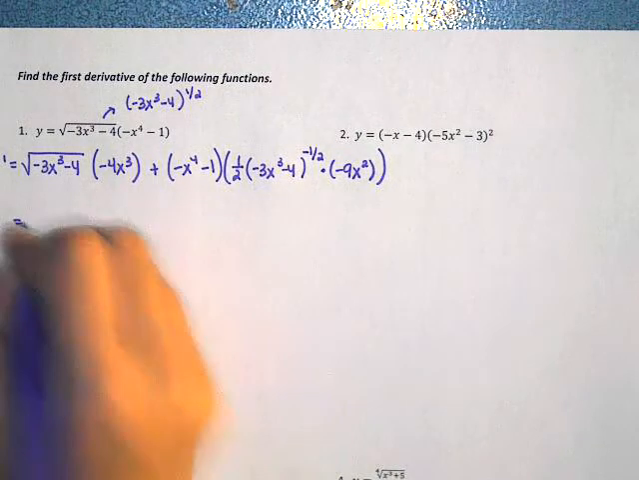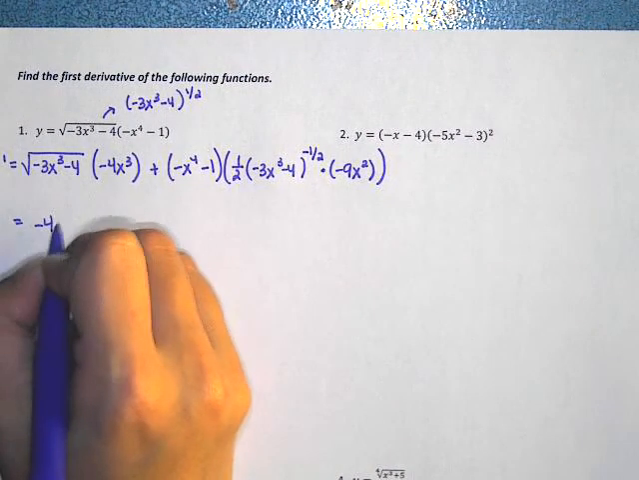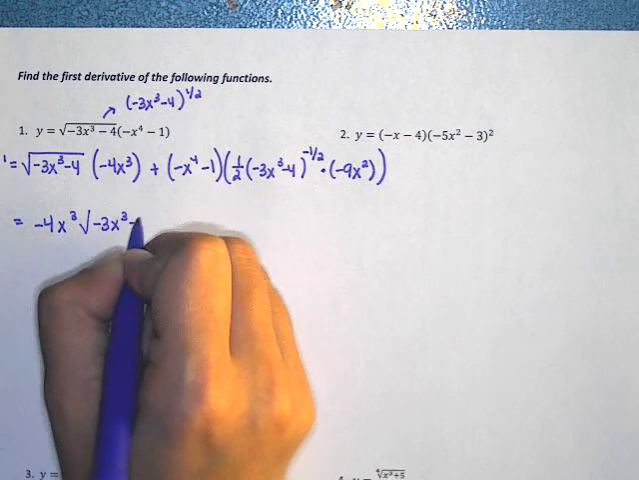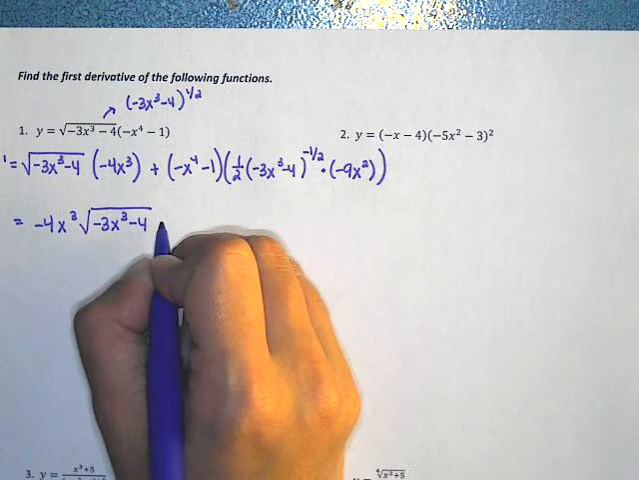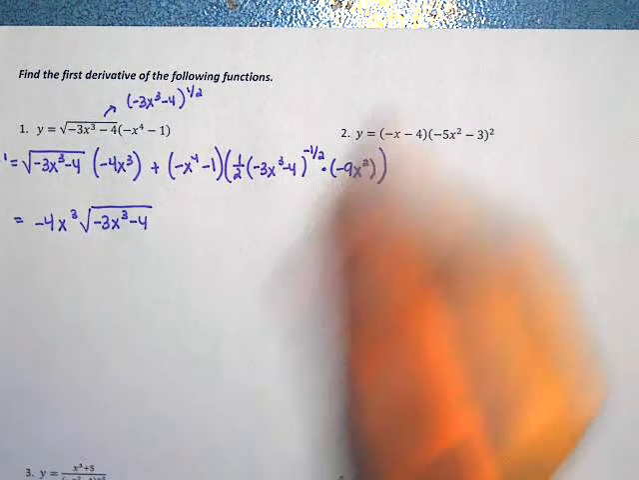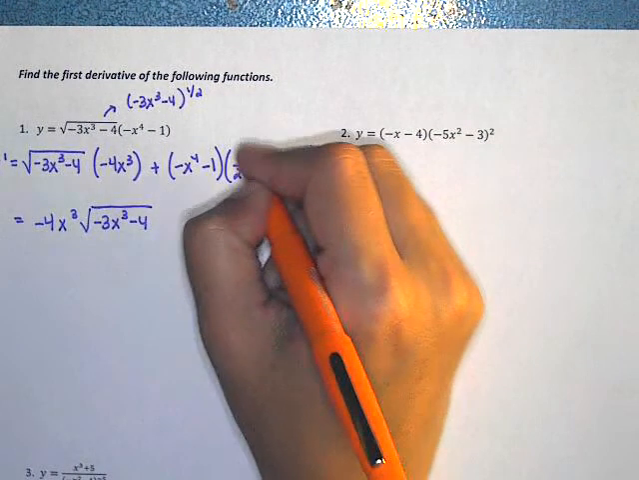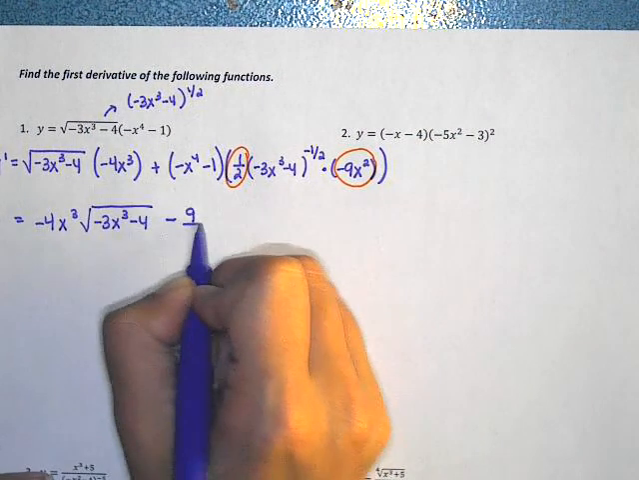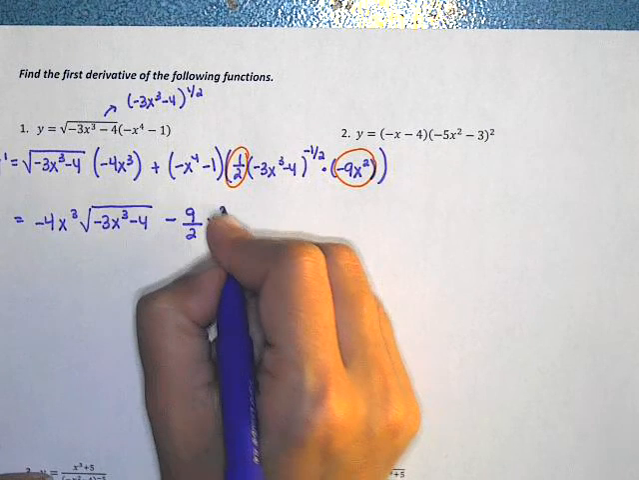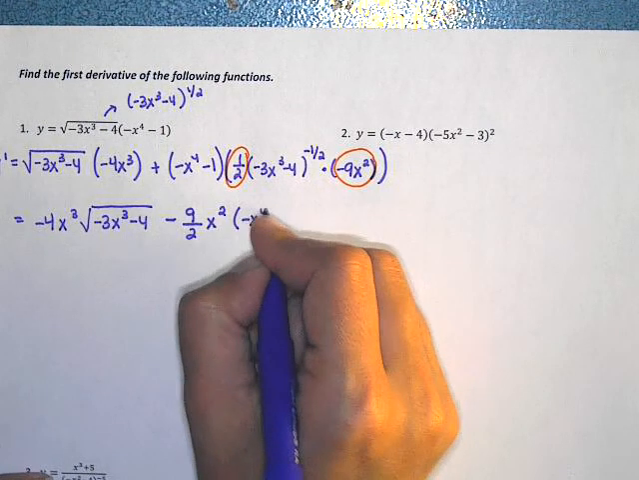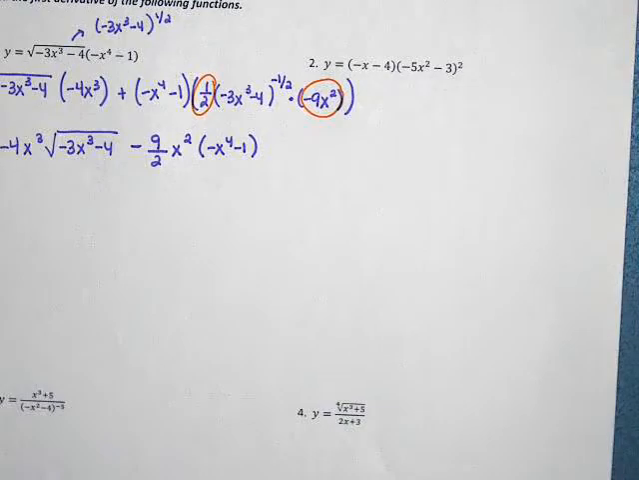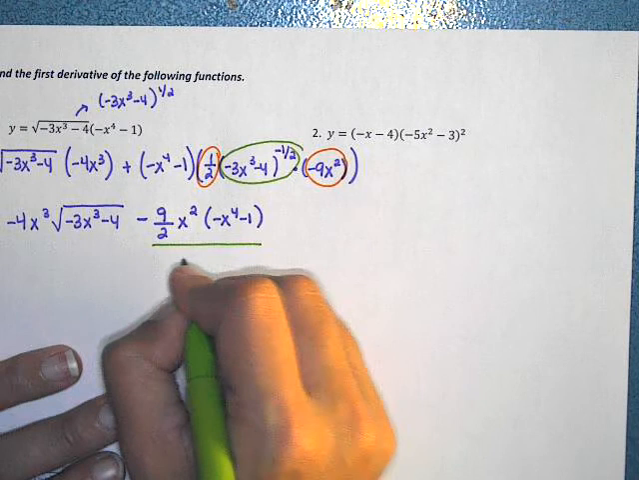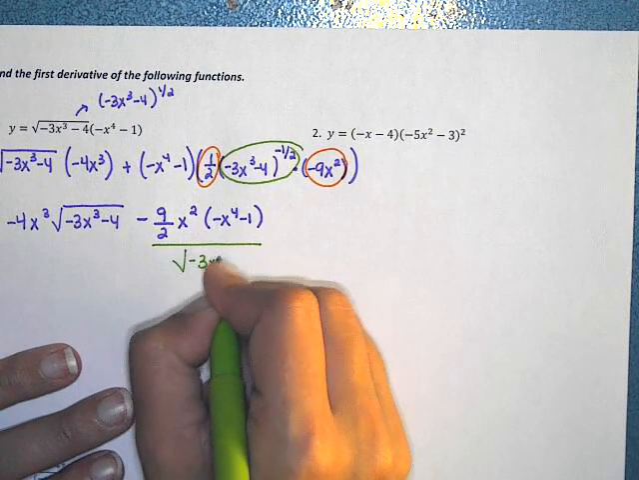Now if I just rearrange this a little bit, I have negative 4x to the third times the square root of negative 3x cubed minus 4. Now I'm going to take the negative 9x squared and the 1/2, and I'm going to make them coefficients. So instead of a plus sign, I'm going to have minus 9 over 2x squared times negative x to the fourth minus 1. And this negative 1/2 power is going to move to the denominator and become a square root.